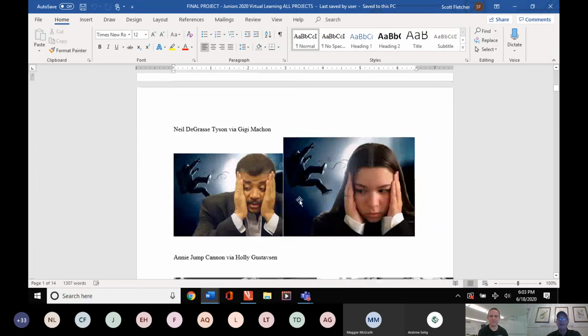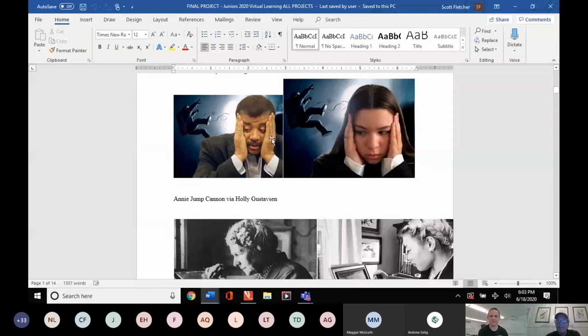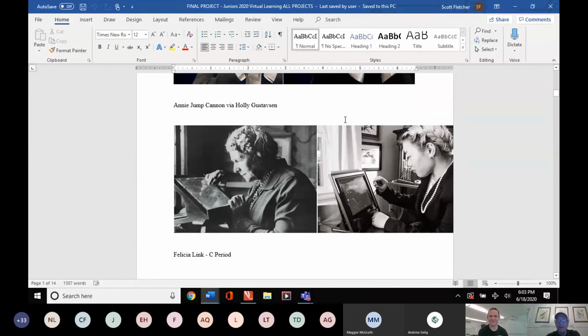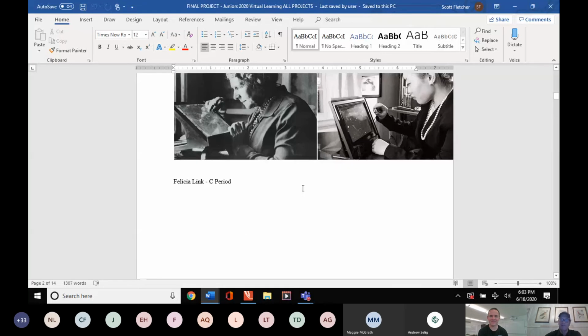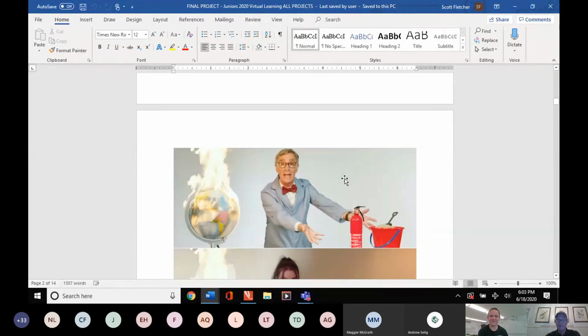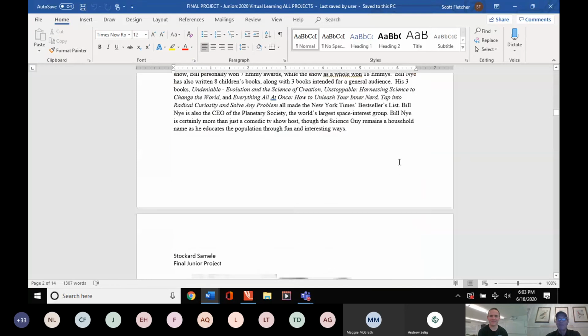So here's some of them right here. Neil deGrasse Tyson and Gigi Mahone, and they were so good, right down to the gold ring, the way they looked and their background, everything. And here's Holly Gustafson, who's doing Annie Jump Cannon. She and Charles Messier did the galaxies. They plotted galaxies and their brightnesses and locations. So she did a spectacular job. Now Felicia Link, she did Bill Nye the Science Guy. And it's kind of interesting, Photoshop, I hope, anyway. So that was one there.